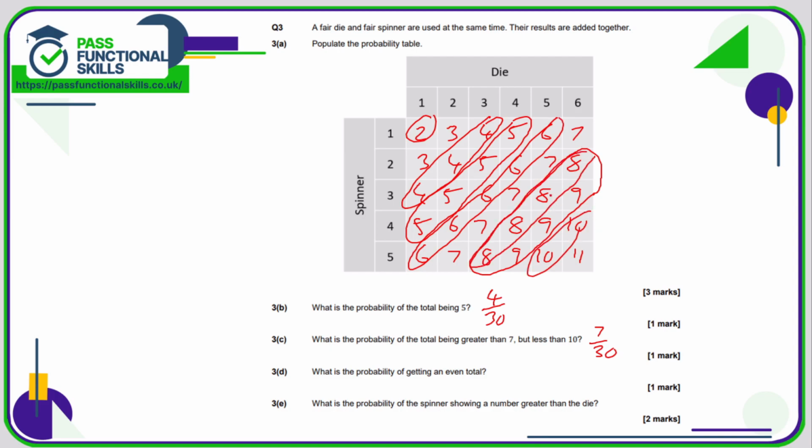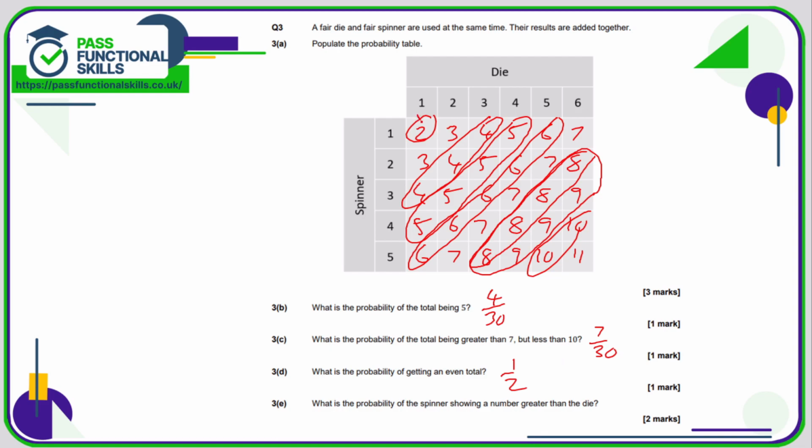So that's 1, 2, 3, 4, 5, 6, 7, 8, 9, 10, 11, 12, 13, 14, 15 out of 30, which is 1/2, which makes sense. And E, the probability that the spinner shows a number that is greater than the die.